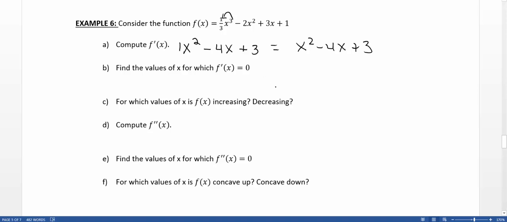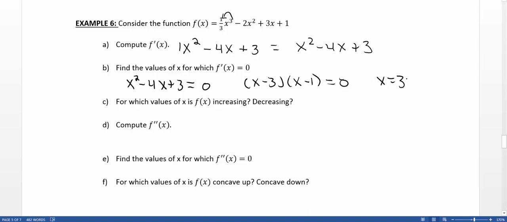We want to find the values for which the first derivative equals 0. So remember, your first derivative is going to equal 0 when the original function is constant. That's where we have those horizontal tangent lines. So if we set our function equal to 0, we're going to want to factor this to find the roots. So we'll get x minus 3 times x minus 1 equals 0. So that means we're going to have the roots x equals 3 and x equals 1. So these are the two values that's going to be when the first derivative equals 0.